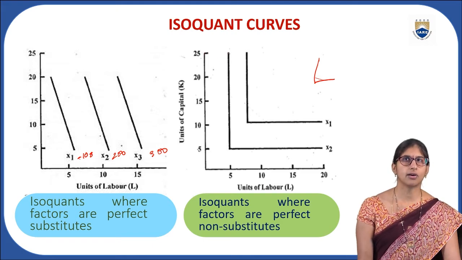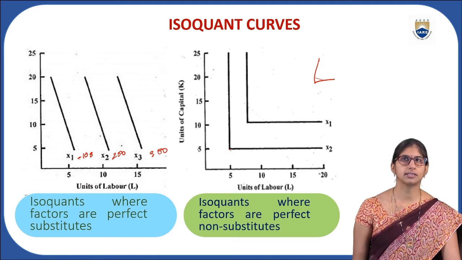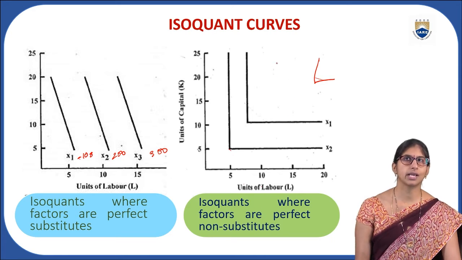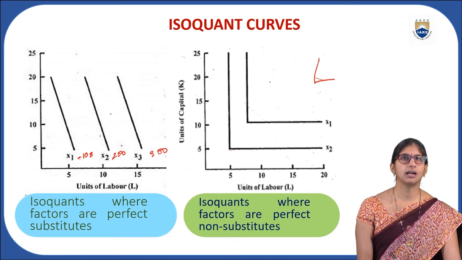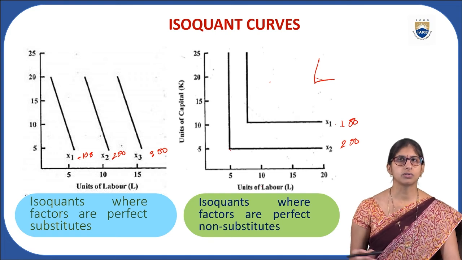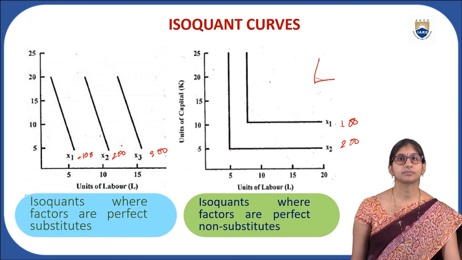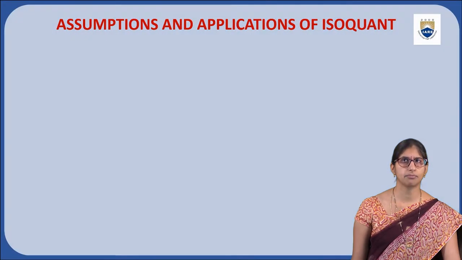Here we can see that for 25 units of capital, we give 5 units of labor, then 20, 15, 10 or 5. So here also the units of labor are fixed to some extent, and later the units of capital are fixed. Here the labor is increasing. So when they are not perfect substitutes, we can see isoquant curves of L shape. And if they are perfect substitutes, we can see slanting lines. Here also we can see x1 and x2, where 100 units can be produced and 200 units can be produced. So this is all about isoquant curves with perfect substitutes and with not perfect substitutes.